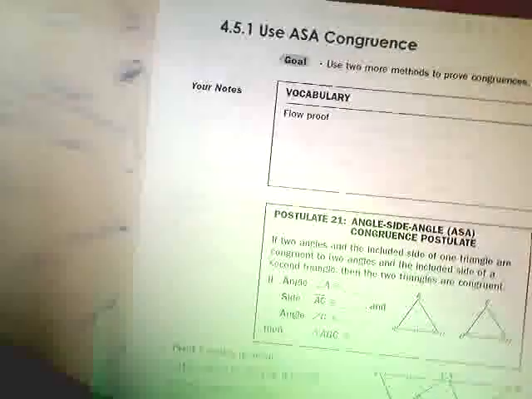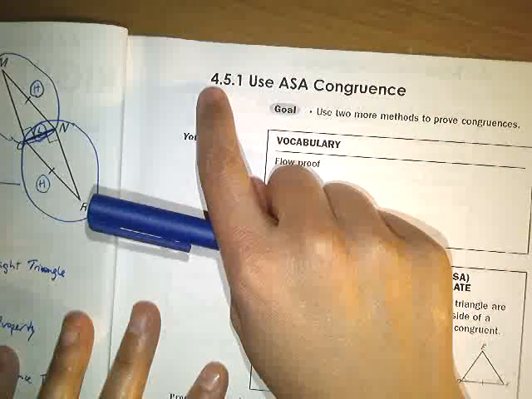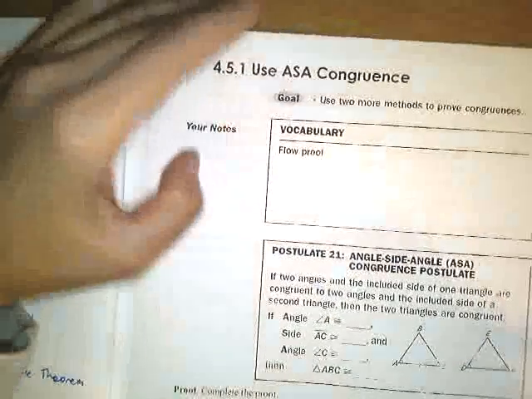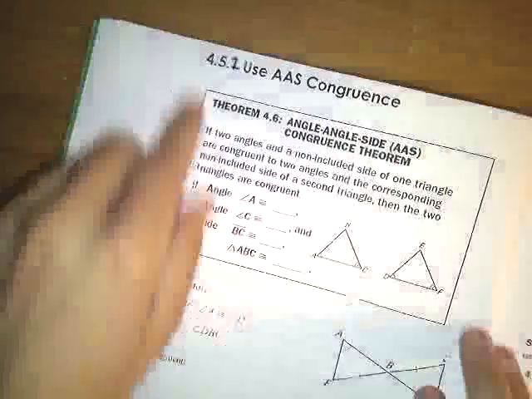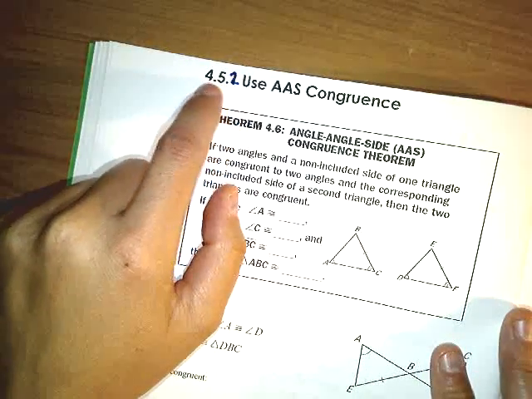This lesson is in the Chapter 4 Study Guide for Geometry, and it is on Section 4.5.1. This is Chapter 4, Section 5, Part 1. And I'm also going to do Chapter 4, Section 5, Part 2. This was a typo. This was supposed to be a 2 here.